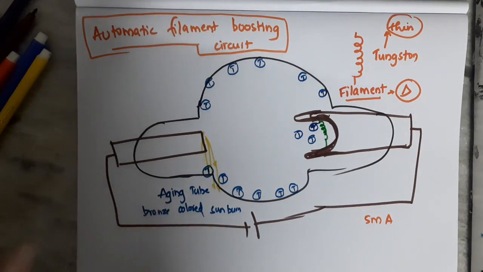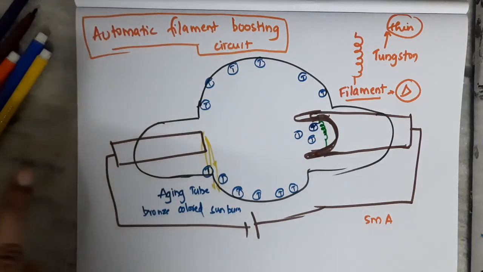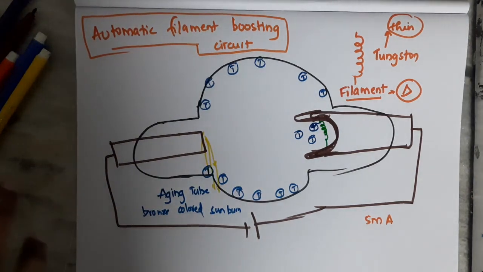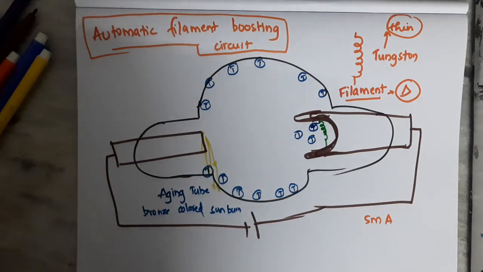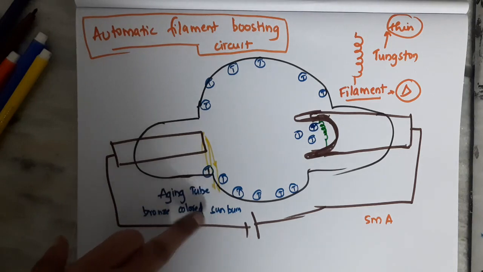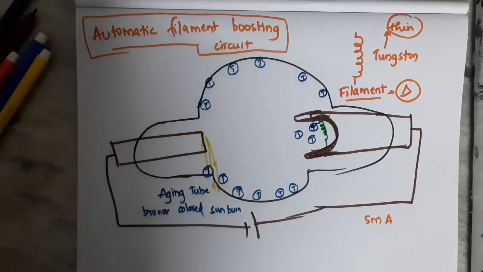So these are the two problems with the cathode. One, heating might break the filament. Number two, on vaporization of the metal, it might deposit onto the glass envelope, resulting in aging of the tube or forming a bronze colored sunburn. So the quality of the X-rays produced is reduced because they have to pass through the tungsten coating.